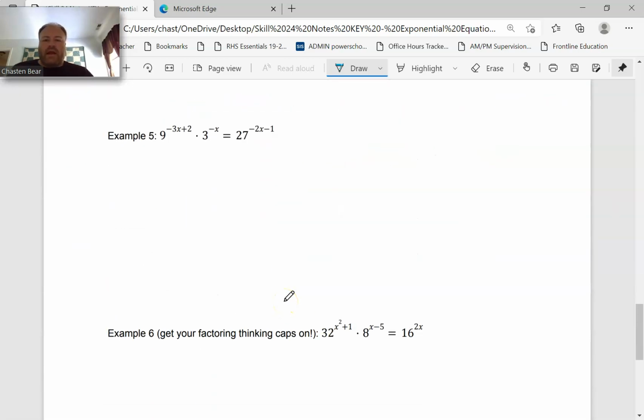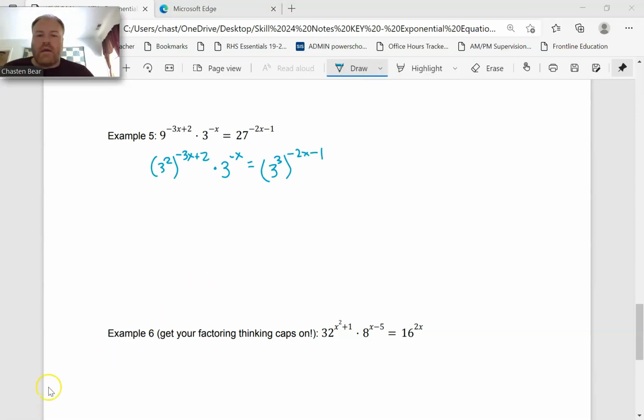All right, looking at the next example, for this one, I want you to try it on your own. See if you can rewrite the 9, the 3, and the 27. See if you can rewrite those with the common base. Pause the video, try it out, and then unpause it and see what you got. Hopefully you got what I have here.